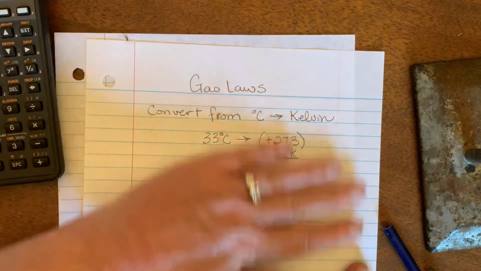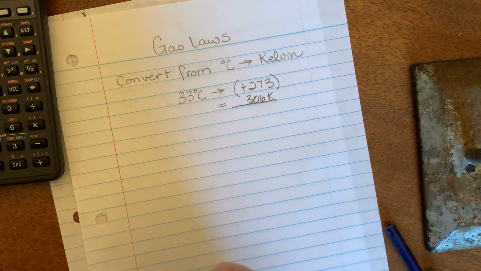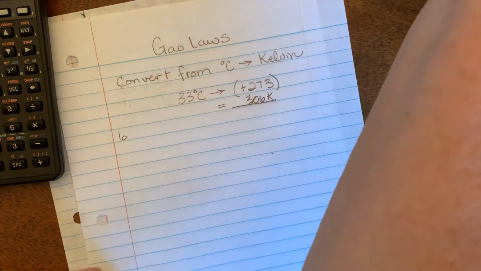And that's all there is to that. So it's just an additional step, and I'll show you how it's going to look in our problem. We are going to do 6. And this is a word problem.